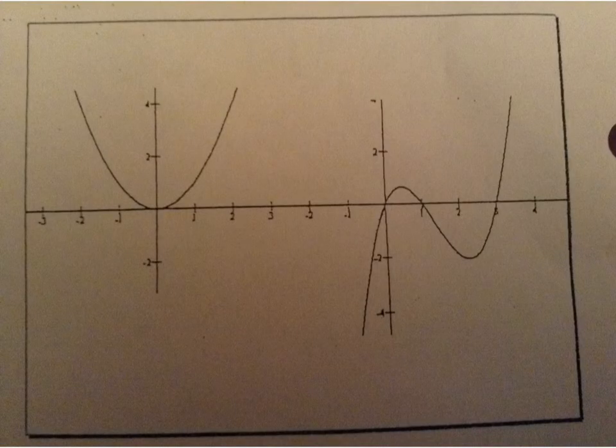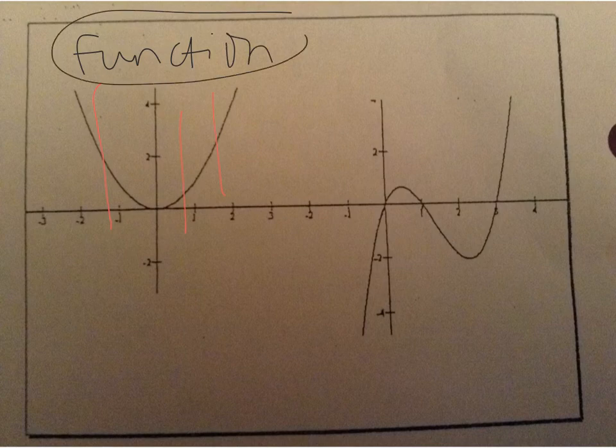Alright, in these examples I'm going to start with the vertical line test. So if I draw a vertical line on this first graph, I'm not going to touch it in two places, so this is a function. Okay, if I look at this second example, if I draw vertical lines on this graph, it's also going to pass the vertical line test, so this one is a function.